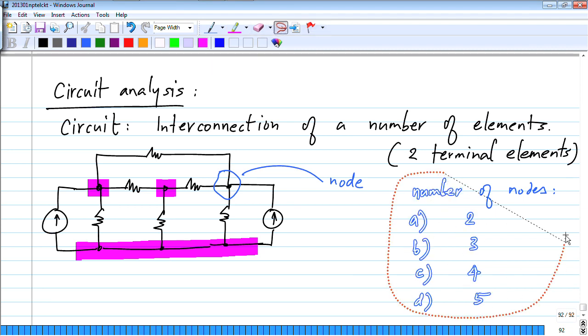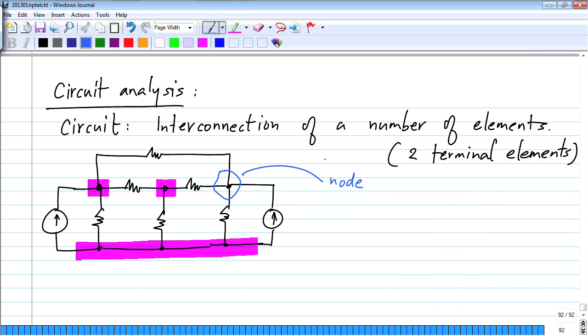Now, each element connected between two nodes, such as this resistance here, which is connected between this node and that node, constitutes a branch. Now, how many branches do we have in this circuit? Because we have only two terminal elements, each element corresponds to a branch. So how many branches do we have in the circuit?